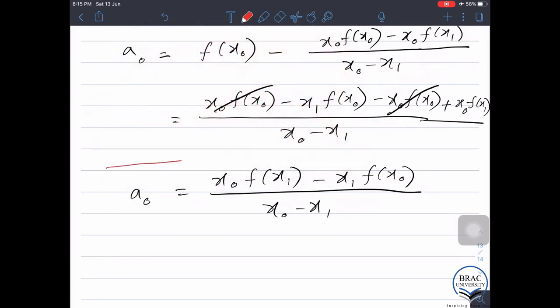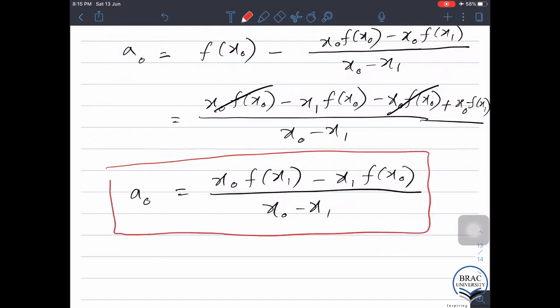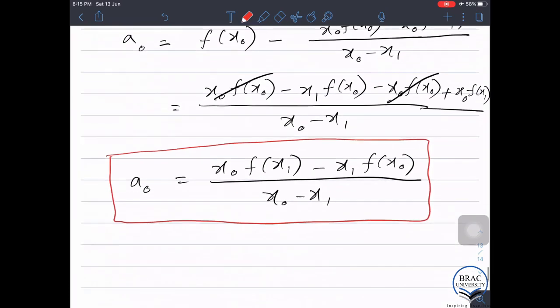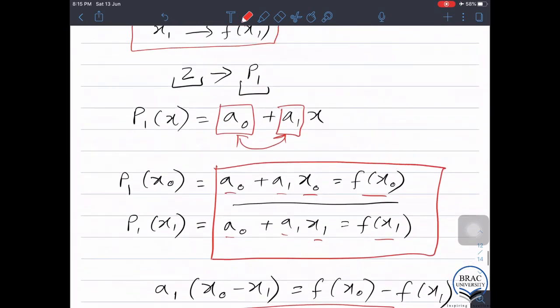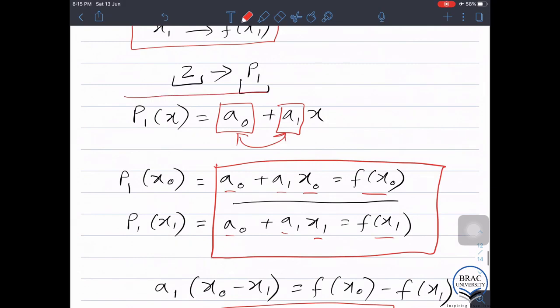So this is my a0. Okay, now you can also check that we know everything on the right hand side. So we have calculated a0 and a1. So now if we plug that in this equation, then we will get the polynomial.